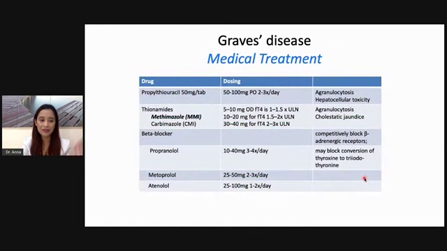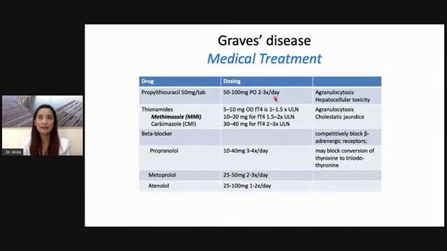If the patient chooses anti-thyroid drugs, or you're waiting for definitive treatment, like preparing for RAI or preparing for surgery, you can give medical treatment in the meantime in the form of either PTU or methimazole. But usually we give methimazole because it's just once daily dosing, unlike PTU, which is 2 to 3 times a day. Usually, the only indications right now for PTU would be first trimester pregnancy and thyroid storm.